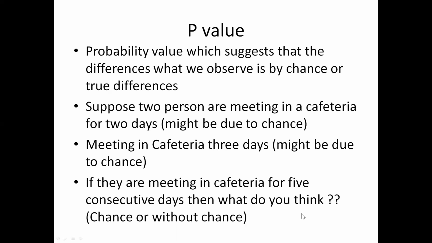Most of you are writing beyond chance, meaning they have already communicated that they have to meet at this particular time in a cafeteria. They have already messaged each other on WhatsApp. So they have planned. These things are happening beyond chance. So remember, the p-value will tell you whether things are happening by chance or beyond chance. Let us come to some probability example.